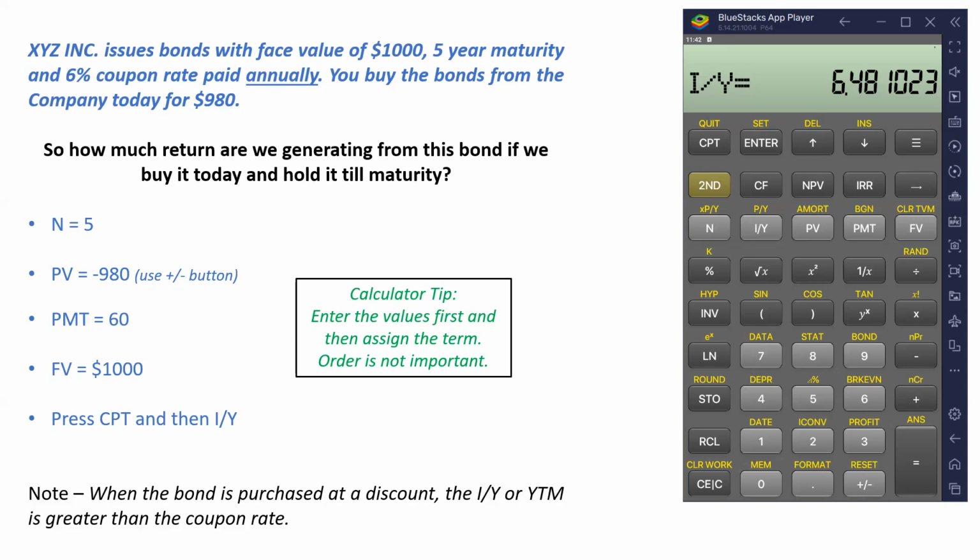Now, what is the conclusion that we can derive? Note, when the bond is purchased at a discount, the I/Y or the YTM is greater than the coupon rate. Our coupon rate is 6%, but the return that we are generating from the investment is more than 6. It is 6.48. Today you are buying the bond for 980, but you are getting back 1000. So that is one of the reasons why the I/Y is greater than the coupon rate, and the return you are generating is 6.48, which is greater than 6.